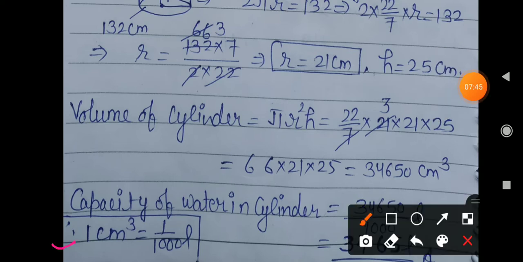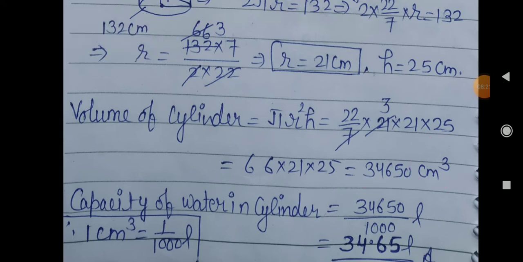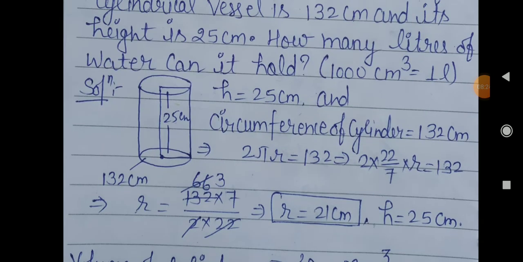This is your formula: 1 centimeter cube is equal to 1 upon 1000 liter. So you have to put this value here. This value in centimeter cube is converted into liter, because water is measured in liters, and capacity is also measured in liters. So you have to divide this value, 34,650 upon 1000, and you get 34.65 liter. So 34.65 liter of water is filled in your cylinder, and that is your answer.